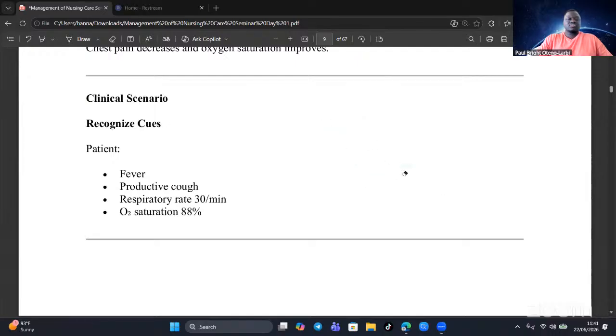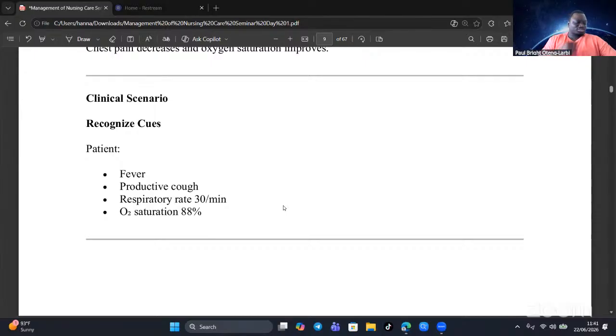So, we have this patient who came with fever, productive cough, respiratory rate of over 30 counts per minute, oxygen saturation 88%. This is the presentation of the patient. Who can tell me a gist, or who can tell me a clue? Can you recognize any cue here? Is your mind telling you something about a diagnosis, a disease pattern? Who can tell me?